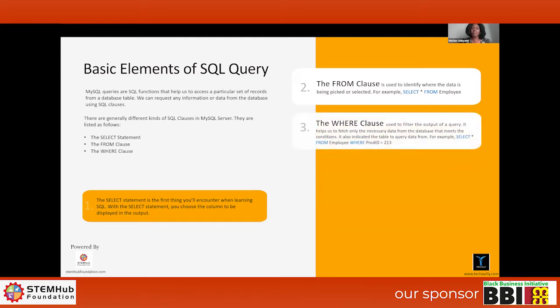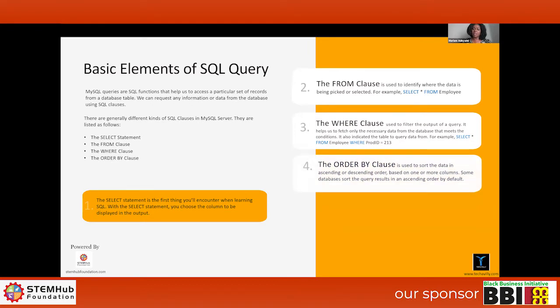Then we have the where. If you're selecting something from a database, where are you selecting? Because you might have a lot of data, a lot of tables in the database. So the where will signify the table you're picking from, right? And then the order by clause. This is used to display your query in ascending or descending order. You can decide you want to order them by descending order or ascending order when you return the query.